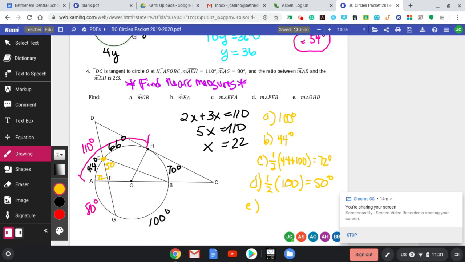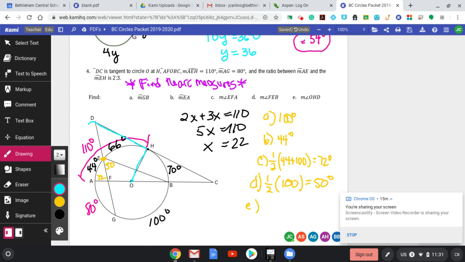Let me highlight that sucker. OHD. Is it central? Nope. Inscribed? Well, it's on the circle, right? But the other two sides aren't chords. So that's a problem. I can't do inscribed angle there. And it's certainly not a floater. So am I stuck?